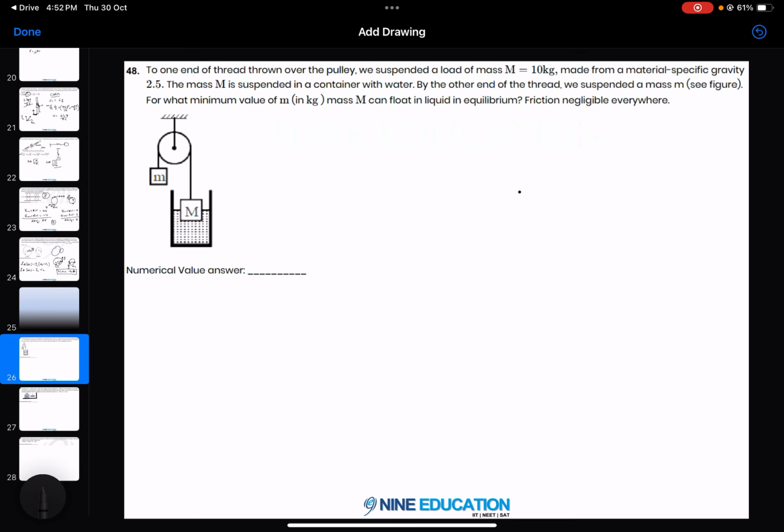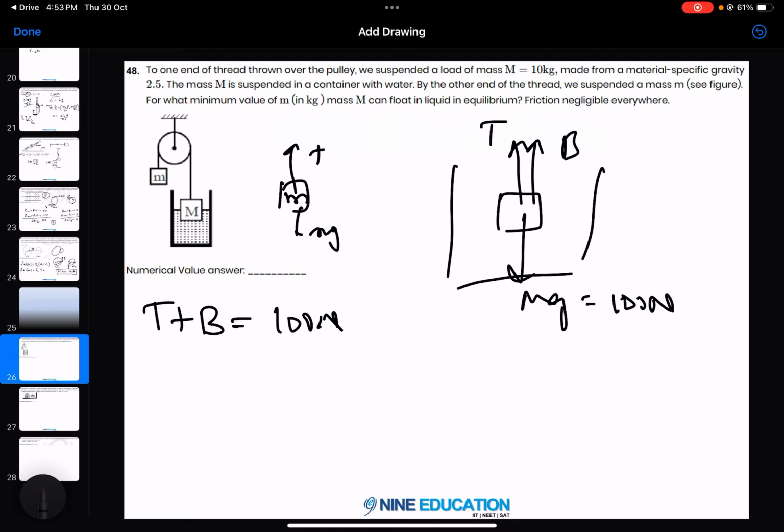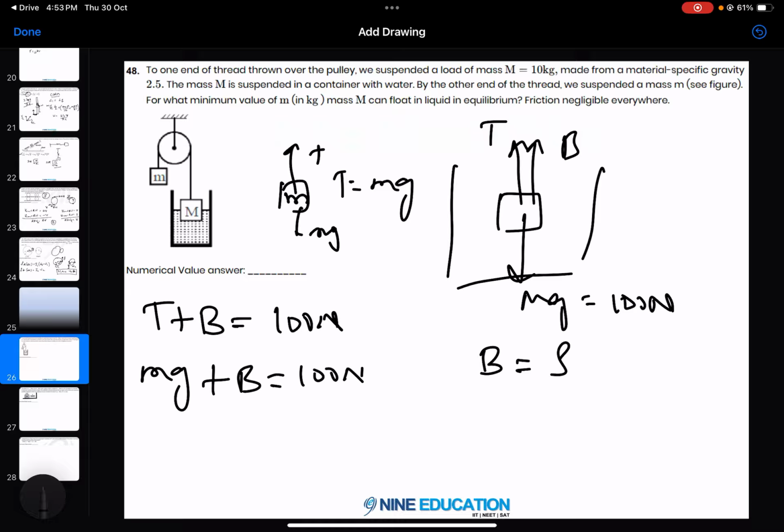Now the diagram is a little misleading, but this mass is entirely immersed. So tension acting upwards, buoyant force also acting upwards, and capital Mg, which is 100 Newton, acting downwards. So tension plus buoyant force is 100 Newton. Now draw the free body diagram for small m. Tension will be small mg. Tension is small mg plus buoyant force equals 100 Newton. So we need to find the buoyant force. What is buoyant force? Density of water into volume of this capital M into g.